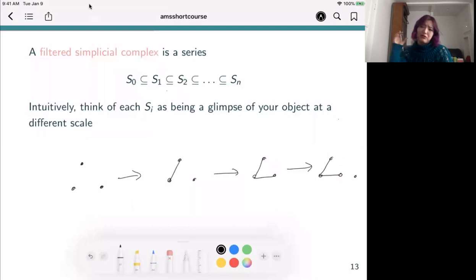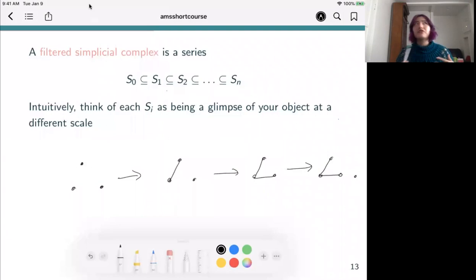But that's not the only thing you can do. It turns out that in some data sets, it doesn't work well for a variety of reasons. And technically, you can build a filtered simplicial complex in any way that you want, as long as you aren't removing simplices from one step to another. So I'm about to go through a couple of the most common ways to build filtered simplicial complexes, and none of these are particularly freeform.